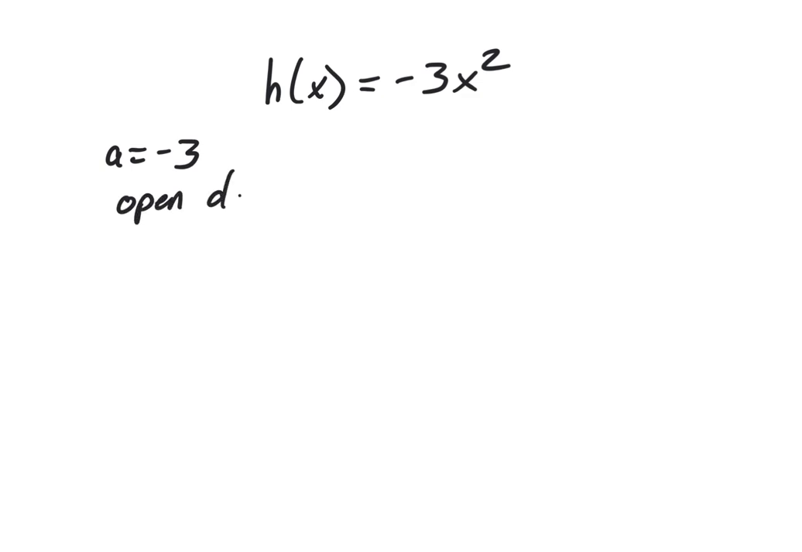I'm going to give you some examples here. H of x equals -3x squared. We're going to do a couple of them that are just x squared, and then we'll keep adding a little bit more to it as we go. Okay, so immediately, my a value here is -3. That tells me two things. It tells me that this graph is going to open down.